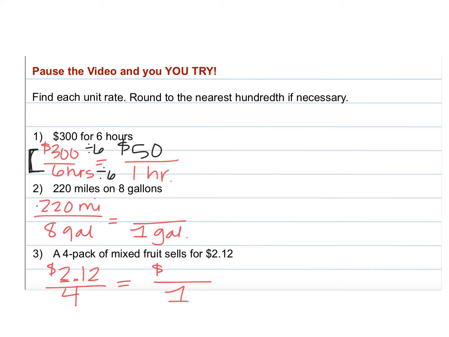220 miles on 8 gallons, we would set up our rate like this, 220 miles on top, 8 gallons on the bottom. Divide them both by 8, or really just 220 divided by 8, and we should get 27.5 miles per gallon. And then here we have a 4-pack of mixed fruit that sells for $2.12. So we're going to put $2.12 on top because we want to know how much it would be for 1 piece of fruit. So $2.12 divided by 4 would get me 53 cents per piece of fruit.